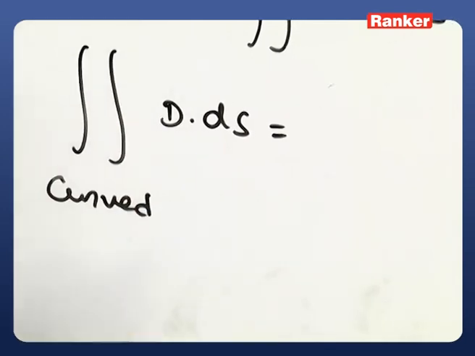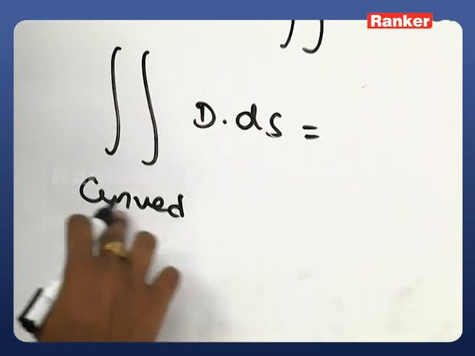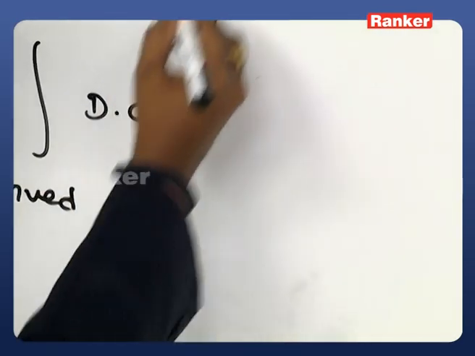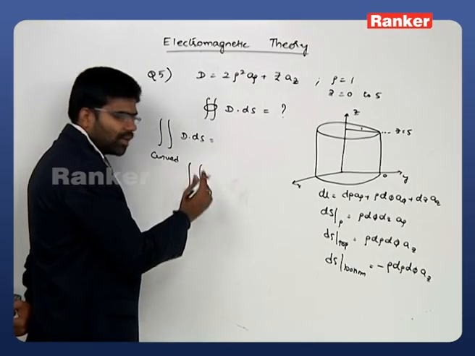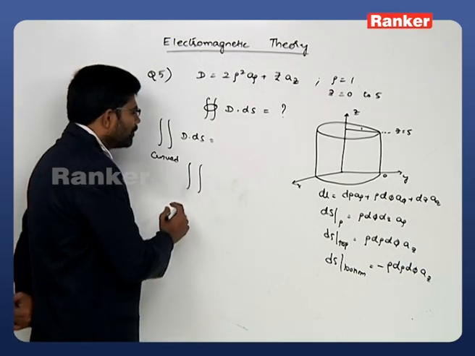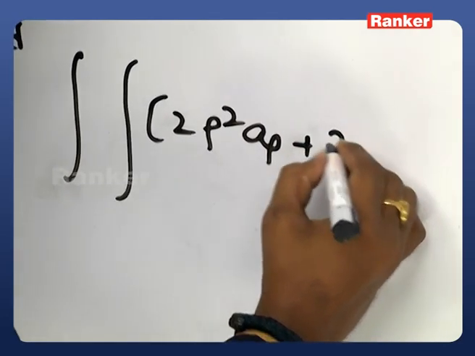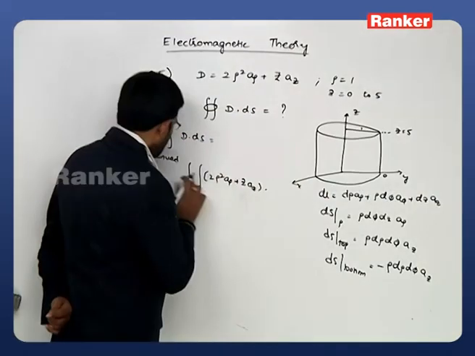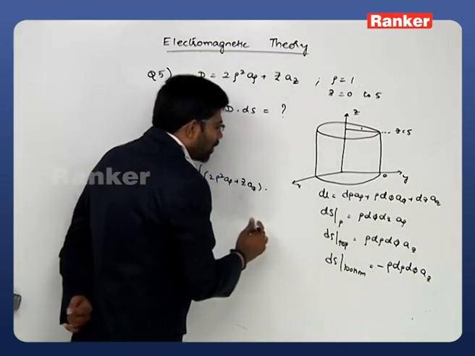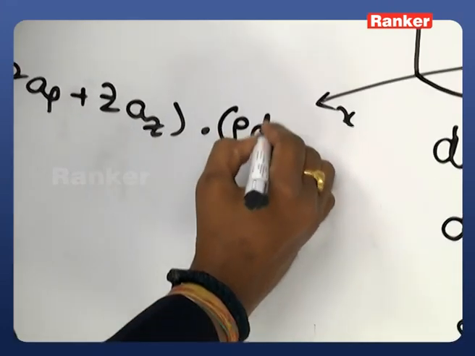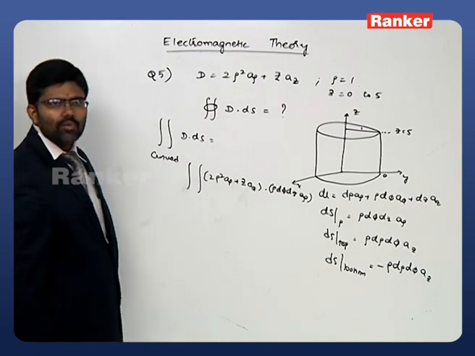So for the curved surface, I am calculating the differential surface, this particular integral quantity. For the curved surface, just substitute the values of D and dS here. For the time being, just leave the limits; we can write them later. D is 2 rho square a rho plus z a z, dotted with the differential surface, which will be considered in the curved direction. That is nothing but the rho direction: rho d phi dz a rho. So rho d phi dz in the direction of rho, that is what we need to consider.